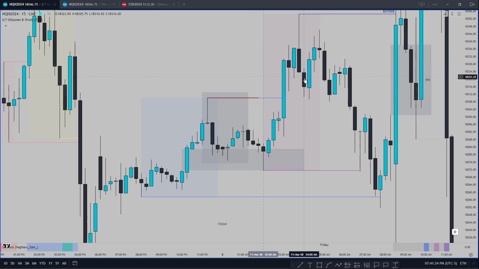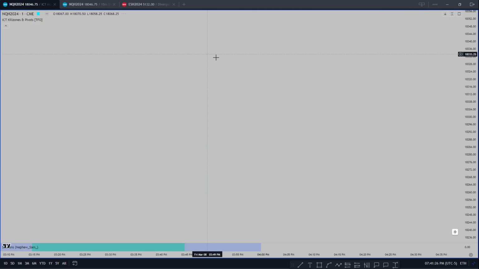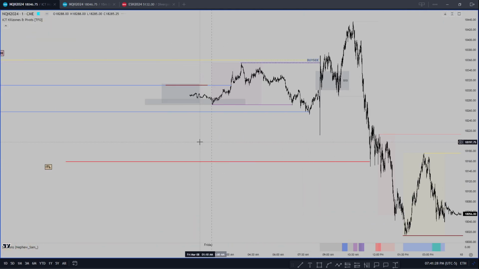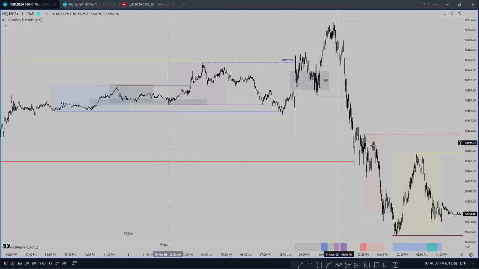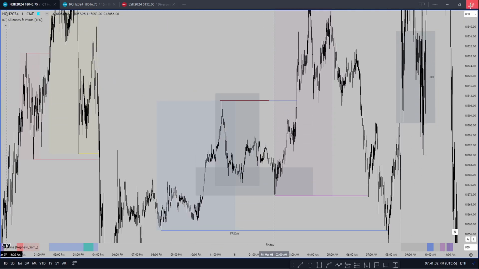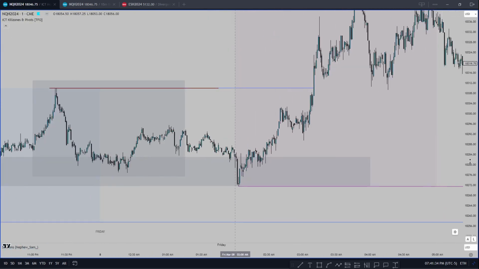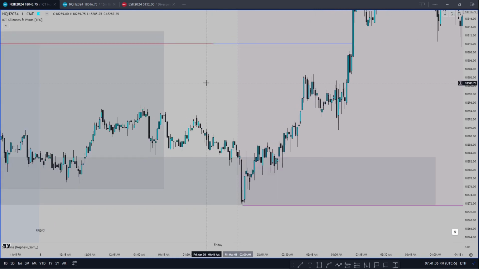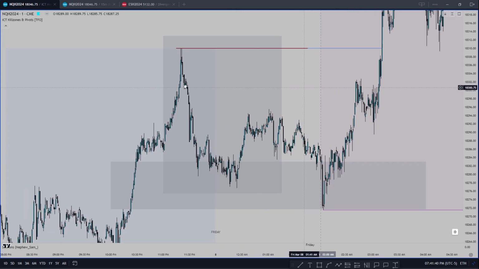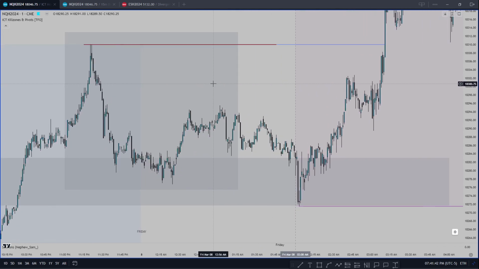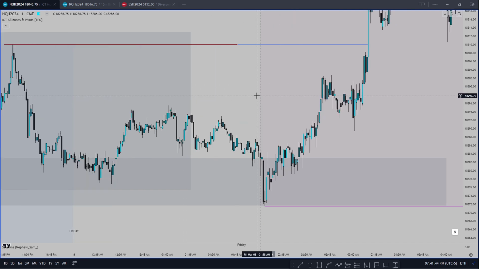Exactly, fills it, trades back up, and if you go to a 1 minute chart, here's your London 1 minute market maker model. Yeah, you gotta be mindful of the time, but good analysis though. I like it.